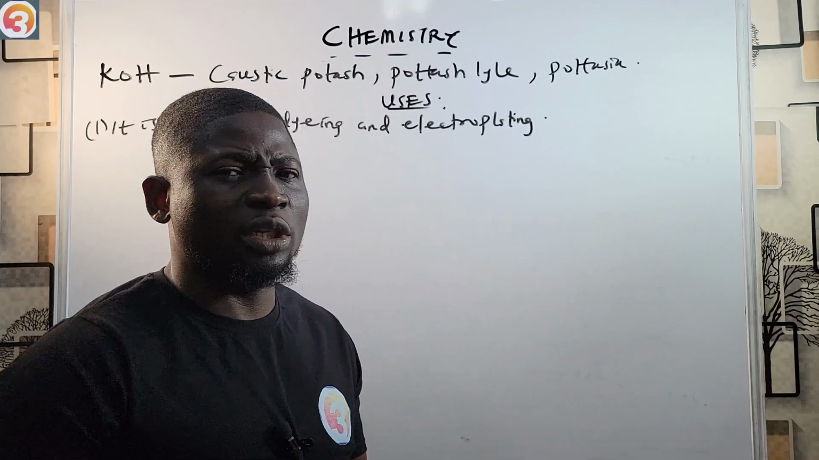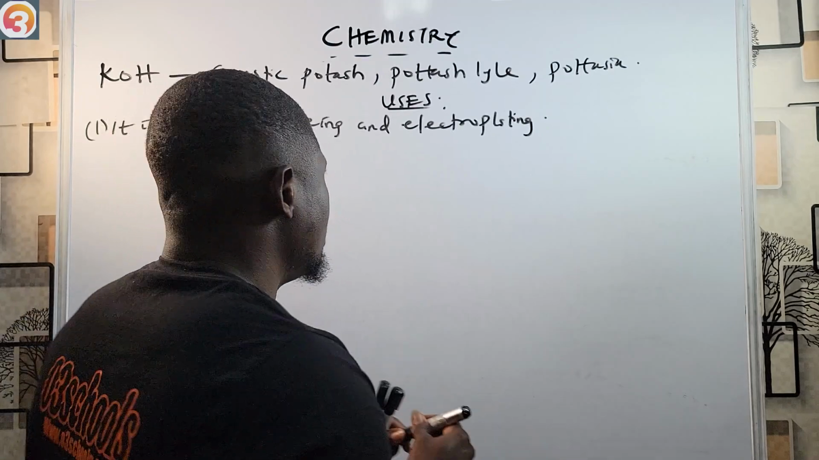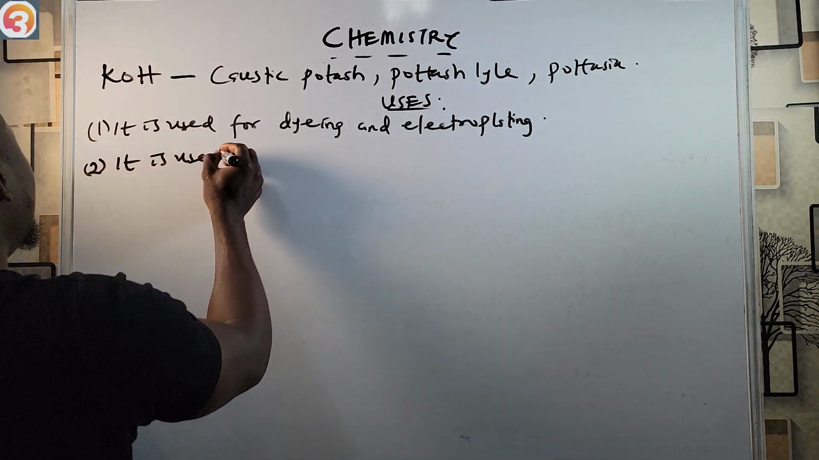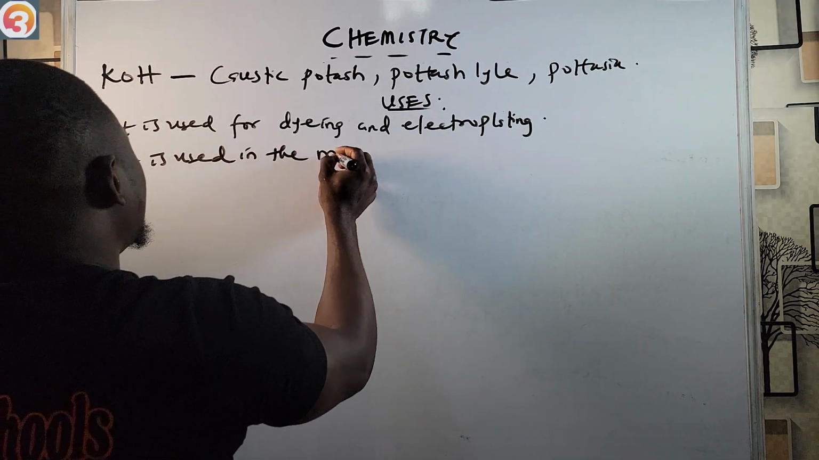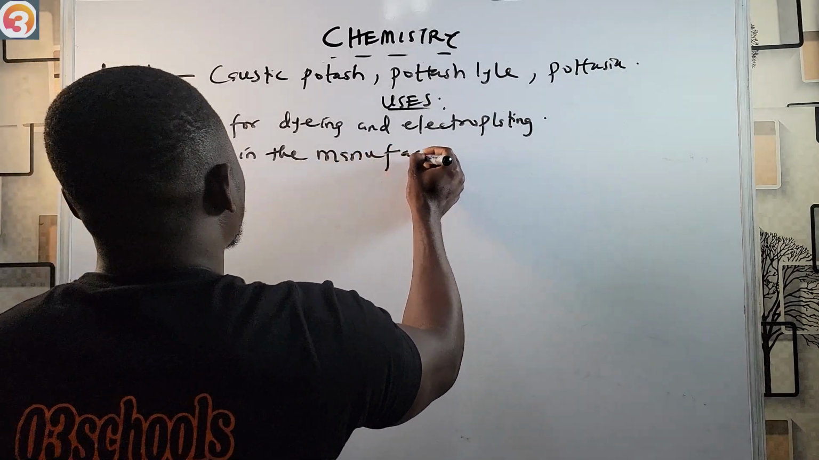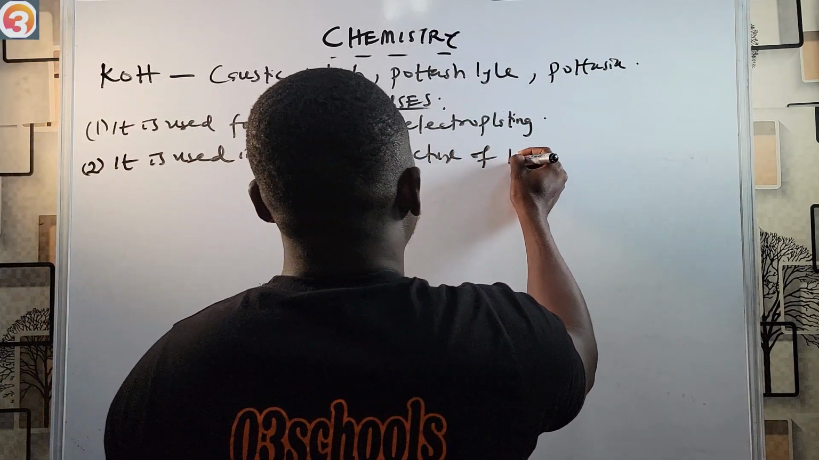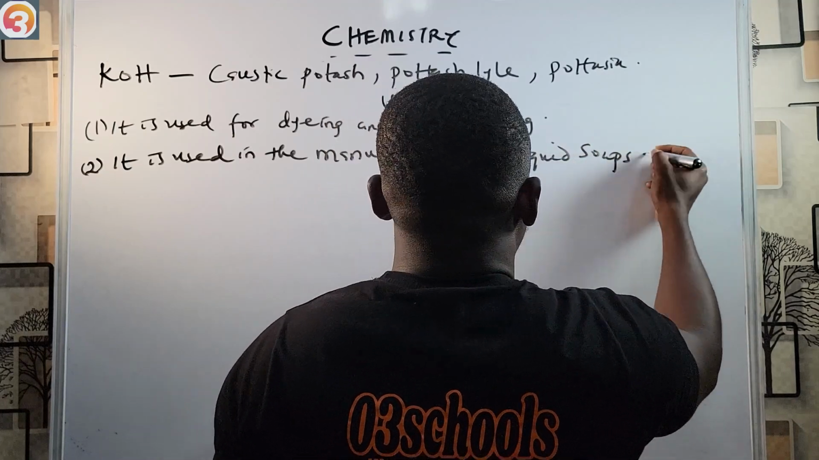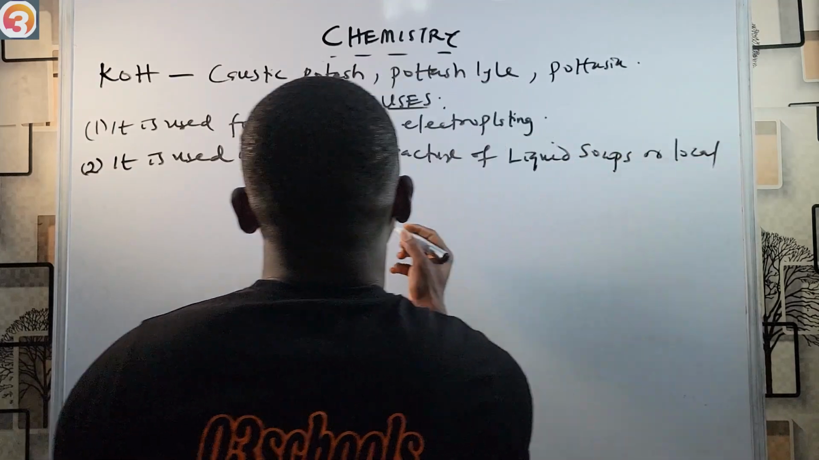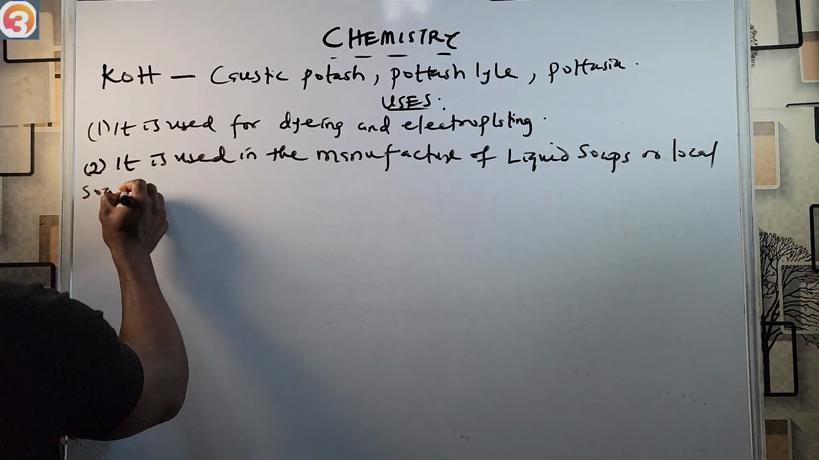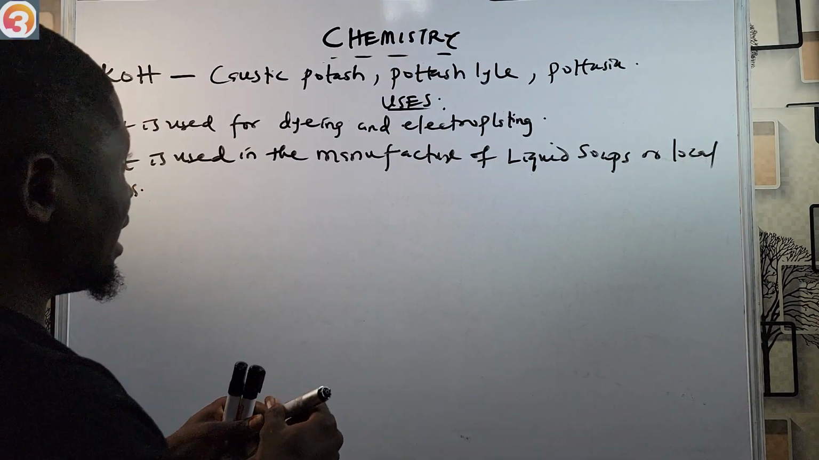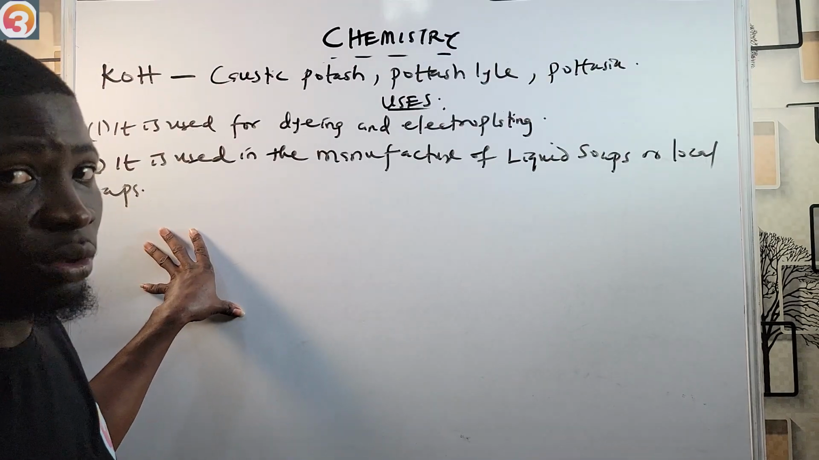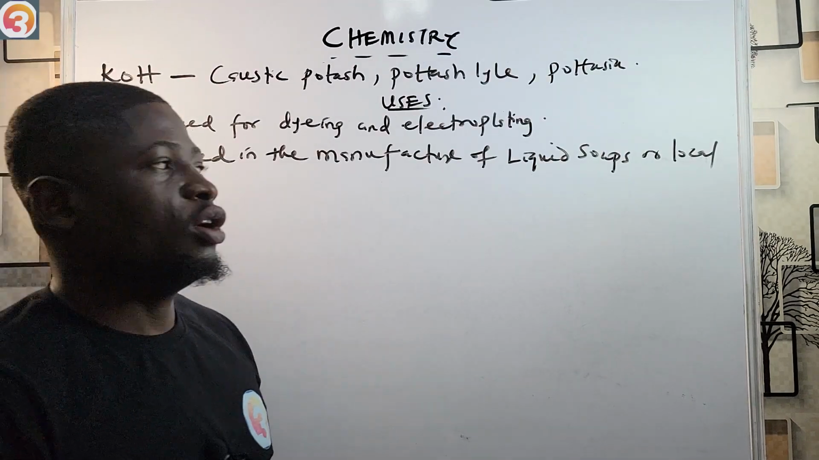It's also useful in the manufacture of liquid soaps or local soaps. So potassium hydroxide is useful in the manufacture of liquid soap or local soap. Please take note of that.